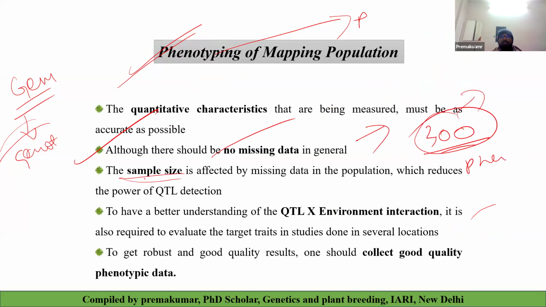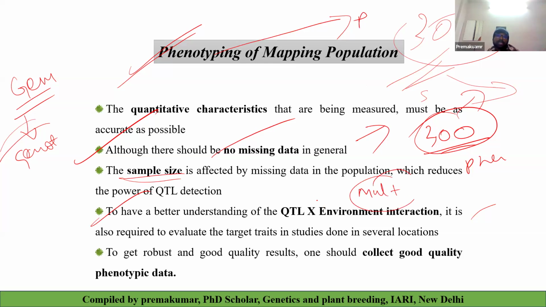Then sample size. For example, you have a 3000 population. You can't screen all the 3000 with SSR. It takes a lot of time. Then you have to do sampling. That sample size should be very accurate. Then you should grow in multi-location trials so that you can eliminate your QTL-by-environment interaction. G by E interaction you should eliminate by growing in multi-location trials.